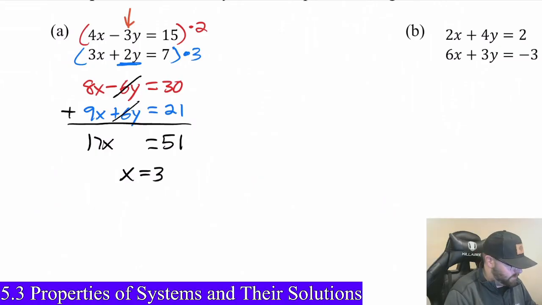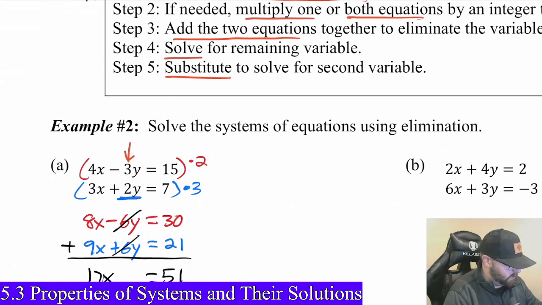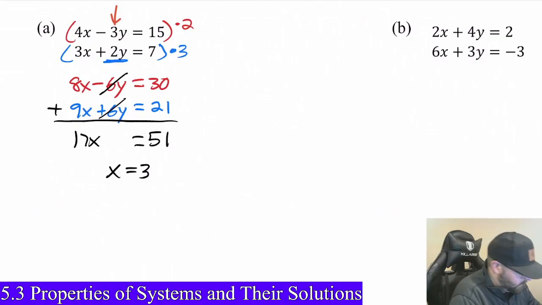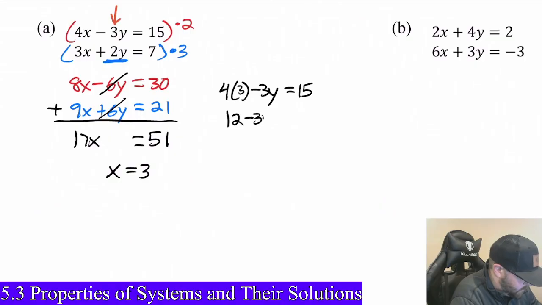Now we want to do step 5, and we want to substitute into one of our two original equations to find the value of y. Does not matter which one. Okay, so if I take 4 times 3, let's say we plug it into the first one, minus 3y, that still has to equal 15. So we get 12 minus 3y equals 15.